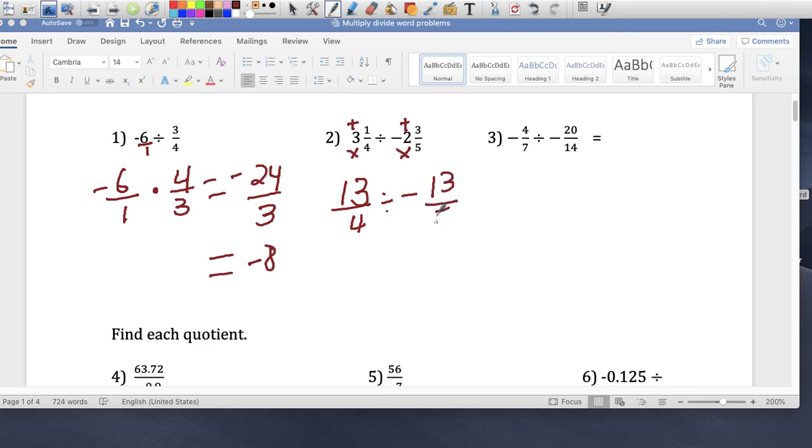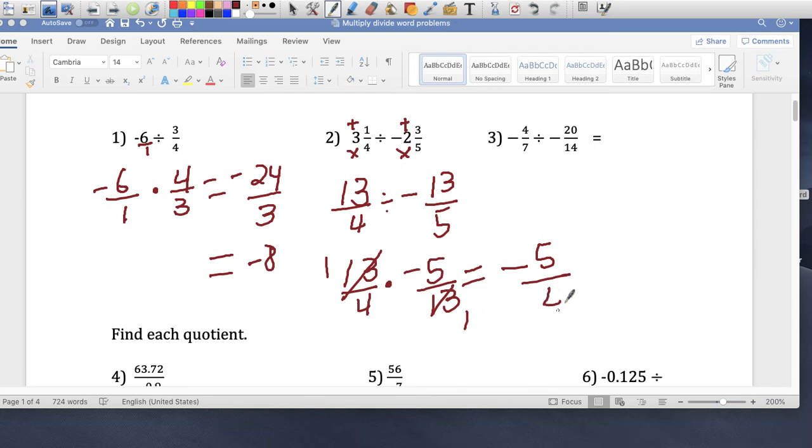Now I'm going to change this to a multiplication problem. It's going to become 13 over 4 times, and then again negative, and then we're going to use a reciprocal, which becomes 5 over 13. I can simplify, right? 13 divided by 13 is 1. 13 divided by 13 is 1, and now I can just simply multiply across. 1 times, so positive times a negative is a negative. 1 times 5 is 5, and 4 times 1 is 4.